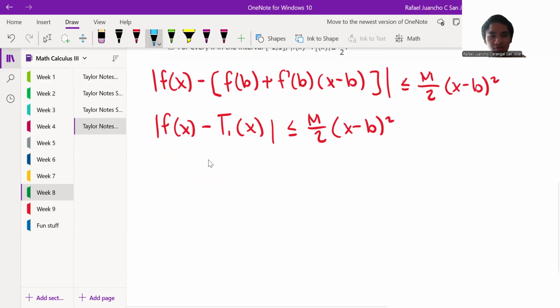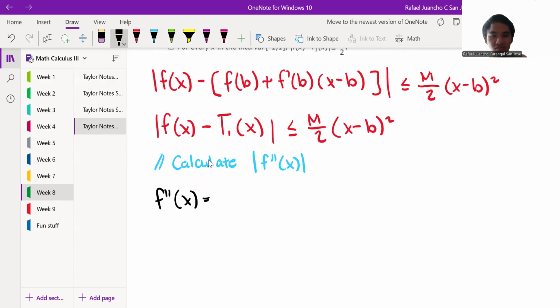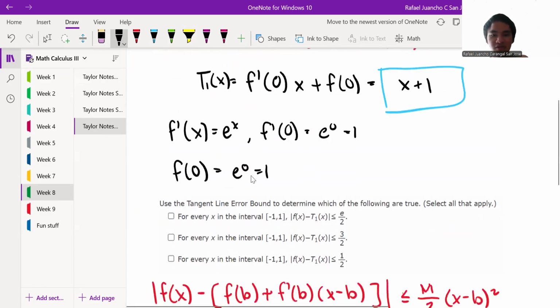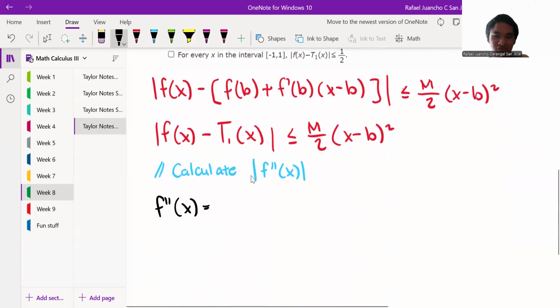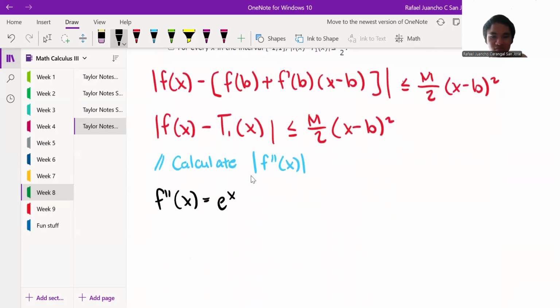Okay, so here we calculate this thing. And so what is this? The second derivative of my original function is really just this again.